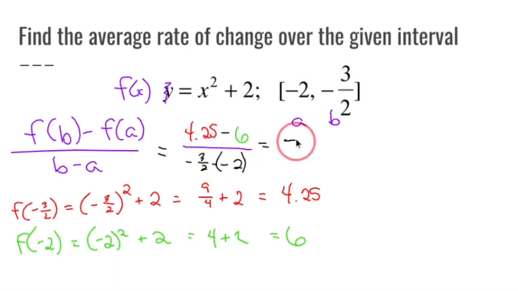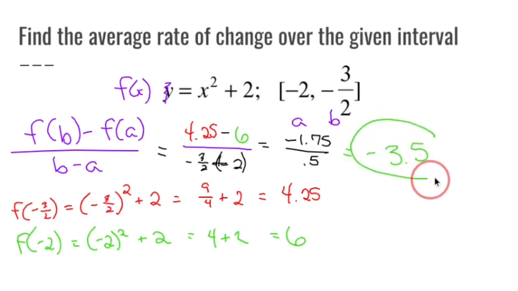4.25 minus 6 is negative 1.75 over negative 3 over 2, double negative. So negative 3 over 2 plus 2 is 0.5, and that's positive. And negative 1.75 over 0.5 is negative 3.5, I think. Yeah. We got a negative 3.5.